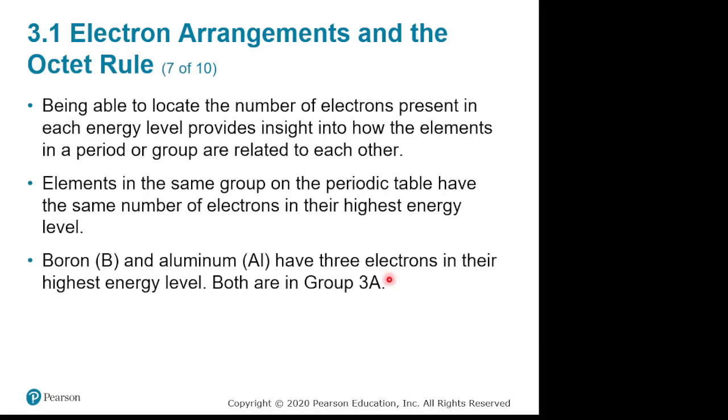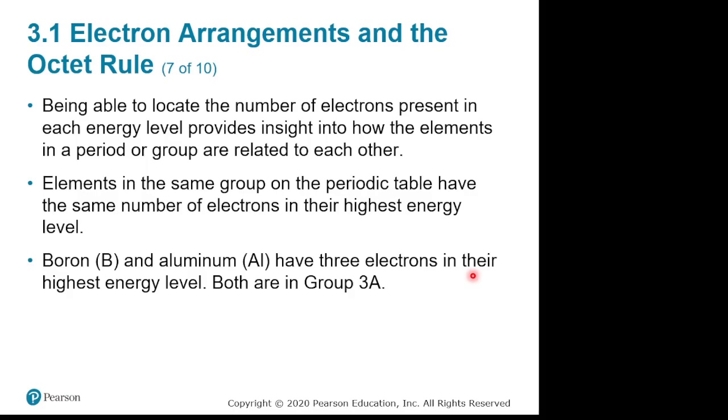Okay. So, being able to locate the number of electrons present in an energy level does provide us insight into how the atoms and the elements in a period or group are related to each other. That number of electrons in that outer orbital tells us most about what it's going to be in terms of chemistry. All the jewelry metals react very similarly because they have the same sort of numbers of electrons in their orbitals. All of group 1 reacts very similarly because it has one electron, very easy to lose. And so they all interact very similarly.